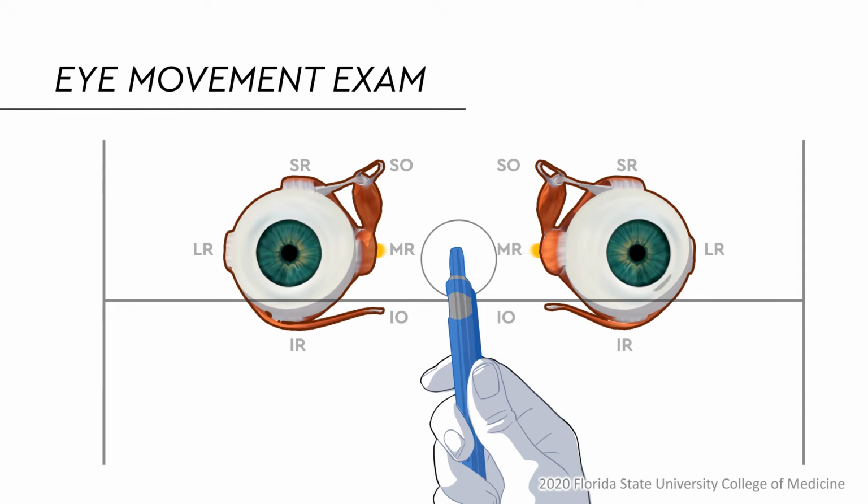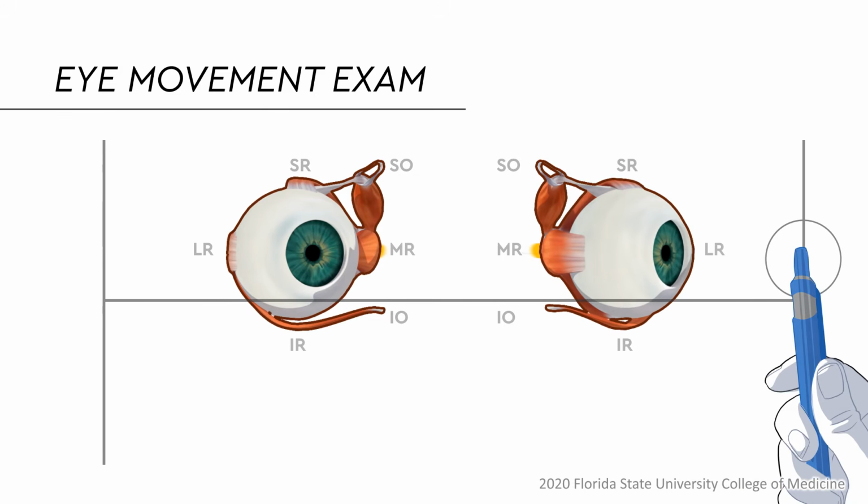Begin by allowing the patient to focus on the object with both eyes in the primary position, that is, looking straight ahead, neither elevated nor depressed. Slowly move the object to the patient's left until you reach the limit of his field of view. Here, the patient's left eye should be fully abducted and the right eye should be fully adducted. This position tests the function of the left lateral rectus muscle and the right medial rectus muscle.